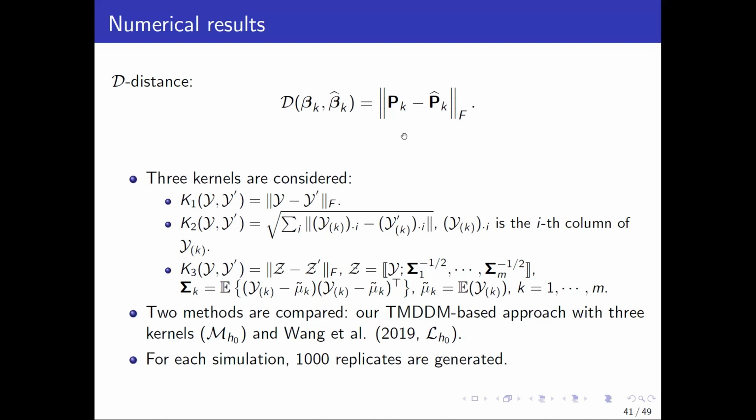Okay, so we compare two methods. Our approach will be denoted as MH0, and one existing method was proposed by Wang and his colleagues in 2019. That is using the linear metric to reduce the dimension on the tensor data, and that will be denoted as LH0.